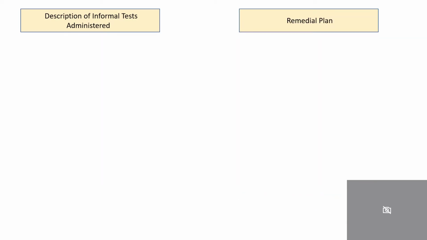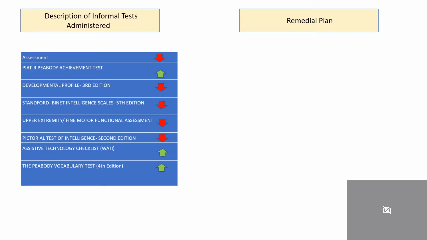So taking a look at the description of the informal test administered to Lee and the resulting remedial plan that we came up with. Lee took an assortment of tests, including the PIR, Peabody Achievement Test, that I'd like to speak about particularly because the arrows are green and pointing up in these areas, including the Peabody Vocabulary Test. On both tests he showed some promise.